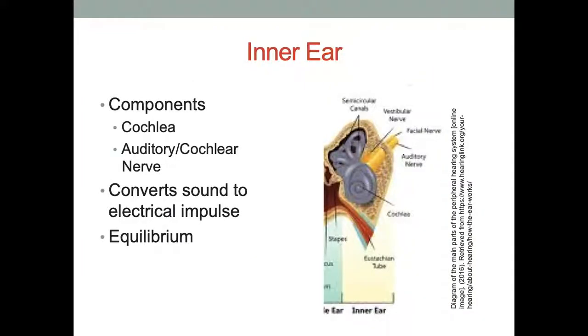Okay. The inner ear, the main components here are our cochlea and our auditory, our cochlear nerve. We also have these semicircular canals. Those play more of a role in balance and equilibrium, which is the third bullet point here, and that's for a different conversation. What we're going to focus mainly on today is how the cochlea here, this little seashell or snail-shaped looking thing, converts the sound wave into an electrical impulse that our brain can detect.